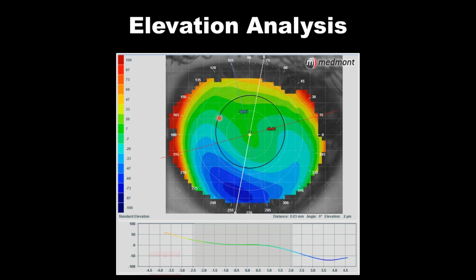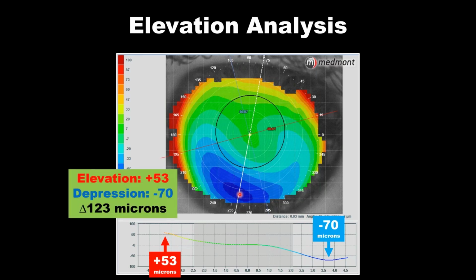What we're going to do is find the highest point of curvature along a single axis. So across this meridian where there's the greatest rate of change, we see that the eye has 53 microns positive elevation at this point. It has minus 70 microns negative elevation at this point. So that is a change in elevation, an absolute shift of about 123 microns.